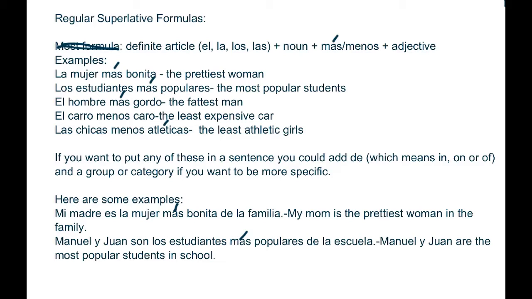So if you were to look at the sentence, the formula actually starts with la mujer más bonita. Now we added de la familia to be a little more specific, and to be even more specific, I added my mother. I told you exactly who I thought was the prettiest woman in my family. Okay, so those are just two examples of how you could create a sentence using these superlative formulas.